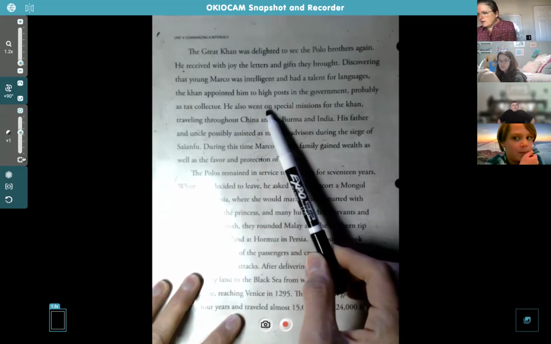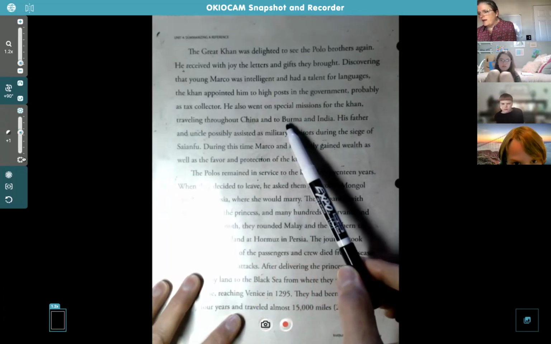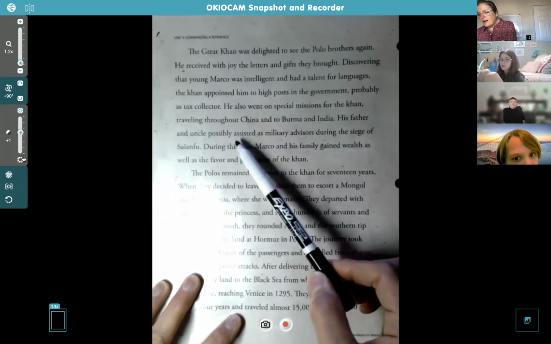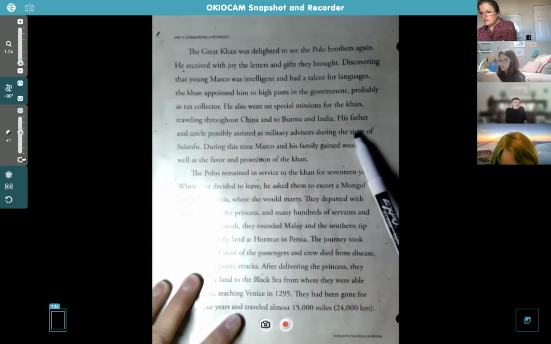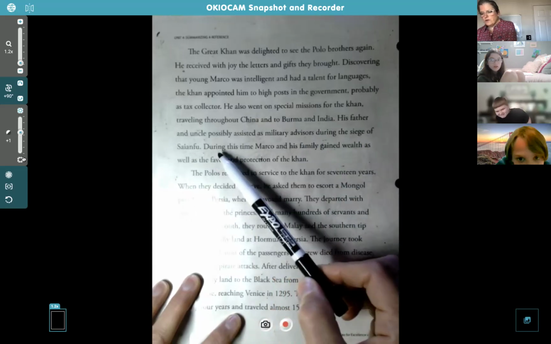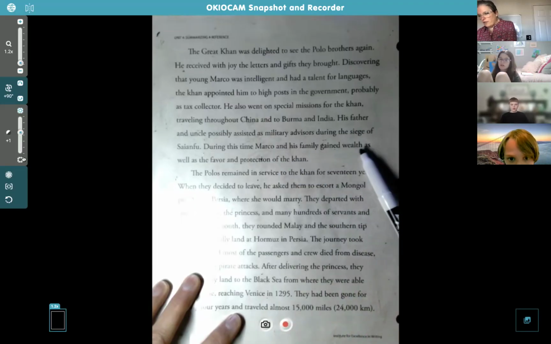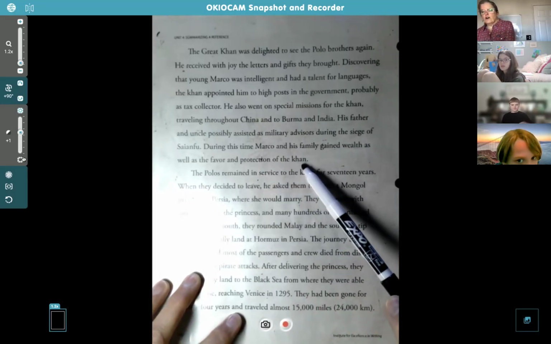He also went on special missions for the Khan, traveling throughout China and to Burma and India. His father and uncle possibly assisted as military advisors during the siege of Saianfu. During this time, Marco and his family gained wealth as well as favor and the protection of the Khan.